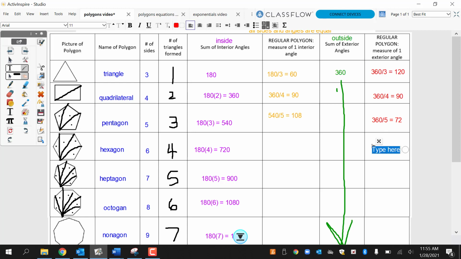Hexagon, 360, because we're talking about the outside, divided by how many angles? 6 is going to equal 60. I will go through and fill out the rest of this chart. So make sure you save this picture, the one that's in It's Learning. Make sure you save it, have the chart ready to look at for all the questions that we're about to do. Okay.